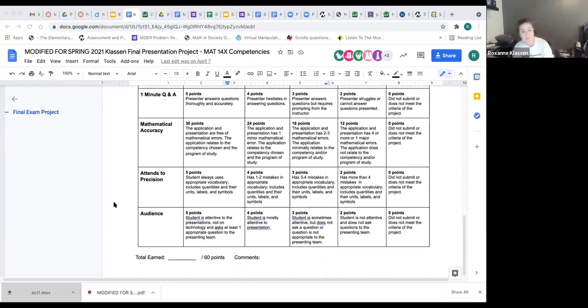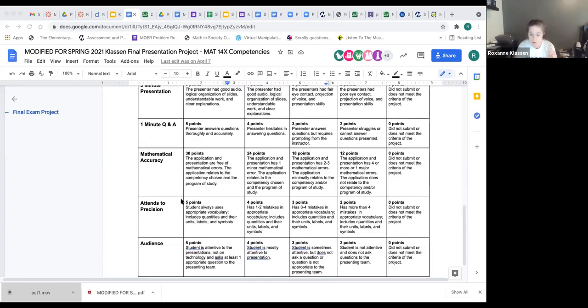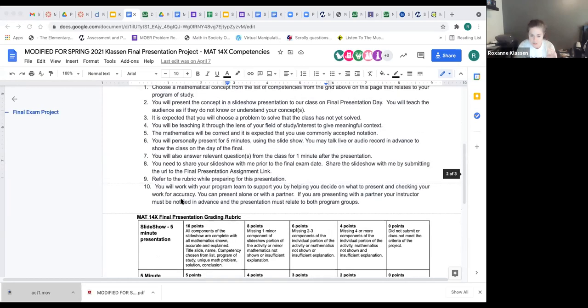If you have vocabulary words, make sure that if you've defined them, it's an accurate definition. Make sure you have units and labels on everything. So if there's a dollar sign, it's in the right place. If there's a decimal point, it's in the right place, a percent, whatever it is. And then 5 points for your audience. So check your presentation with all of that.